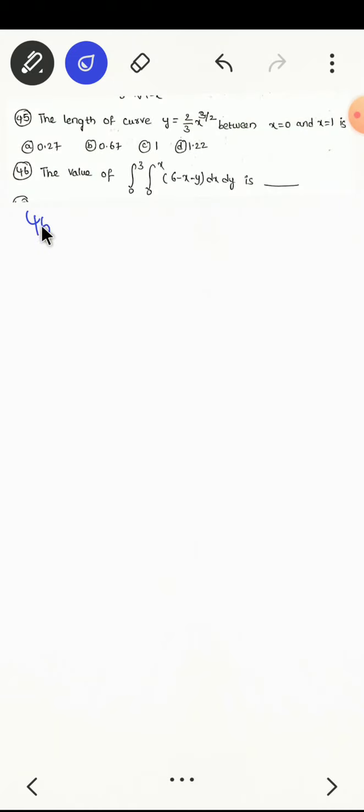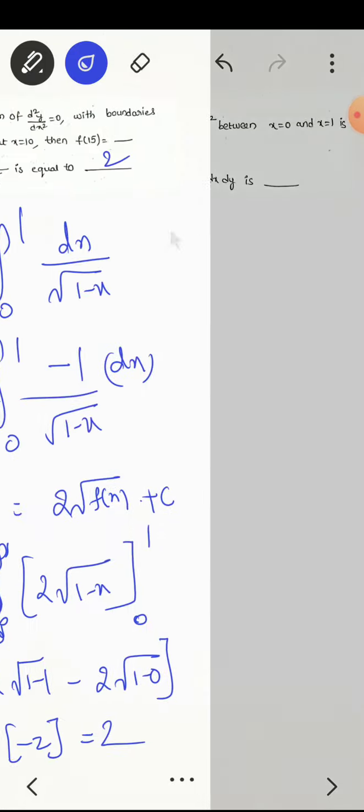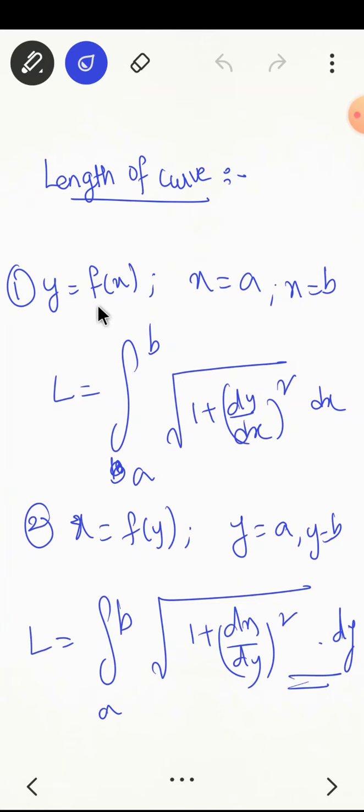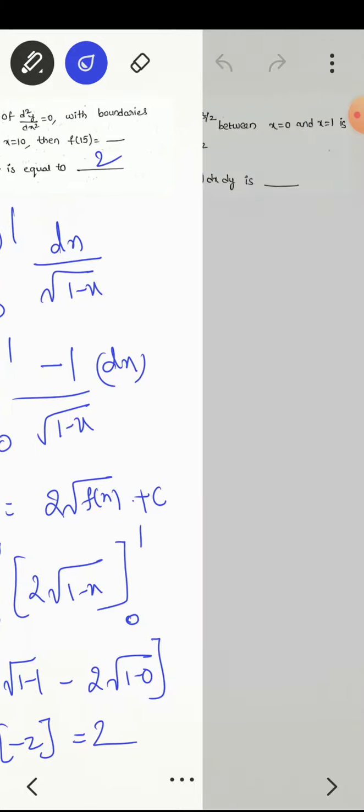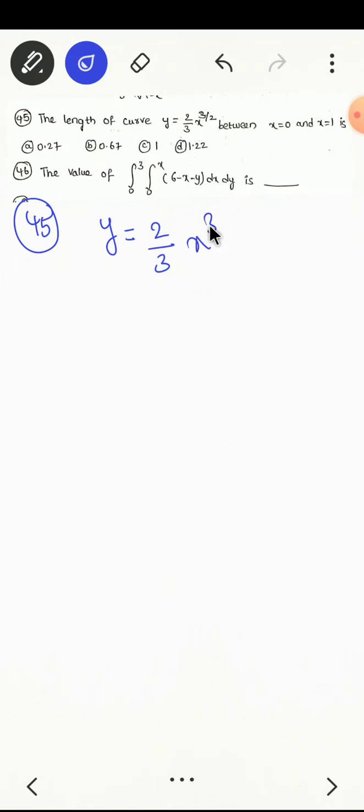Then problem number 45, the length of the curve they are asking and they have given y. Whenever y is given as a function of x, you should use this formula for finding the length of the curve. So x raised to power 3 by 2, x varies from a to b, that is 0 to 1, and they are asking what is the formula.